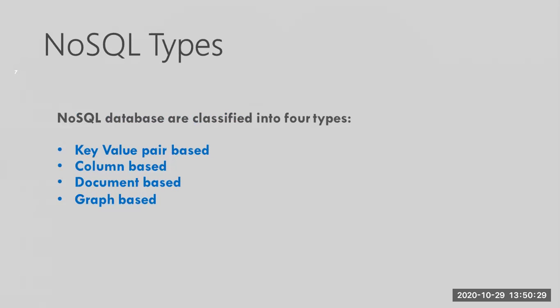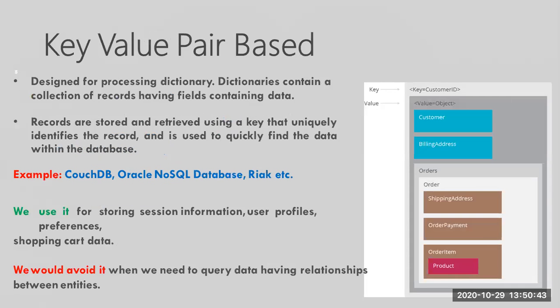These are some types of NoSQL databases: key value pair, column based, document based, and graph based. These are some examples of key NoSQL databases. What do you mean by key value pair? It is designed for processing dictionaries. Dictionaries contain a collection of data having fields containing data. Like in an English dictionary, if you have ever seen or accessed one, it is placed alphabetically, and the words are accessed alphabetically. That is a key value pair like system.